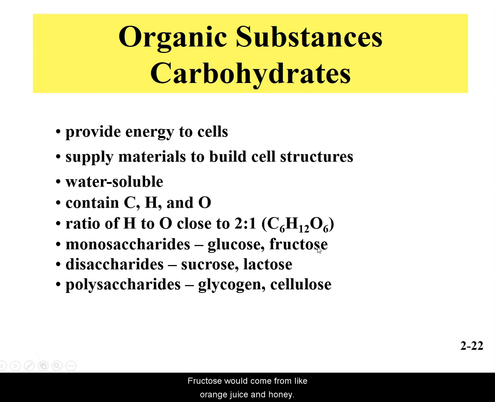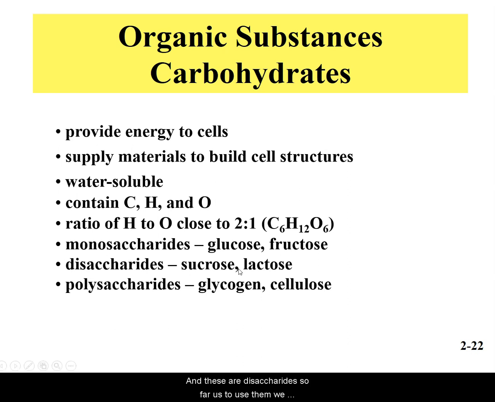Fructose would come from orange juice and honey, and we can use that orange juice and honey very quickly, but here's the thing about that: it provides very quick energy, but it's used up quickly also. Disaccharides, 2 sugars, sucrose and lactose. Have you seen that word before? Milk sugar. Okay, sucrose is like table sugar. Lactose is found in milk.